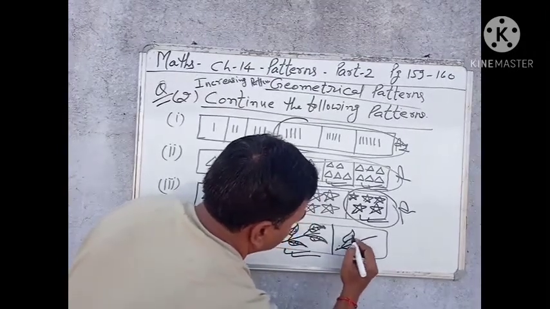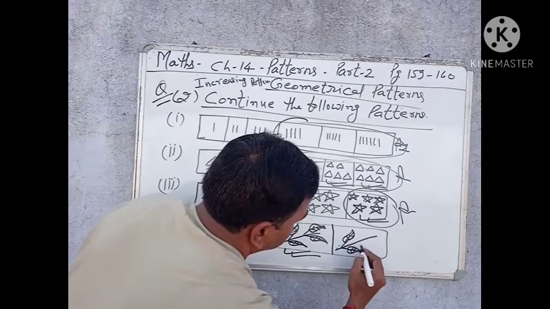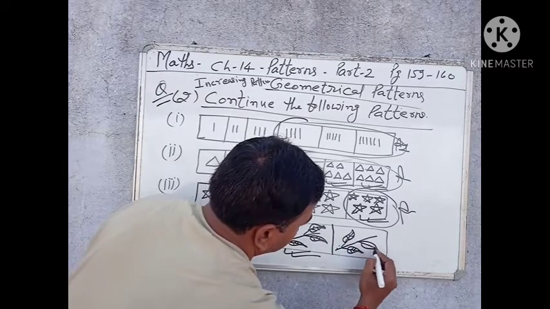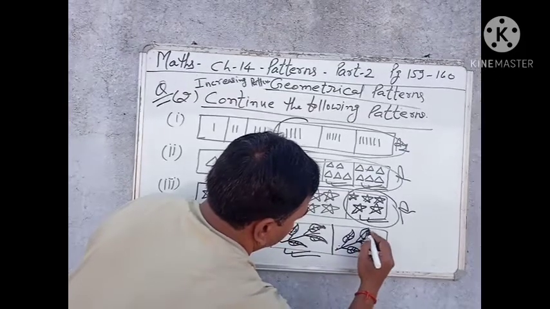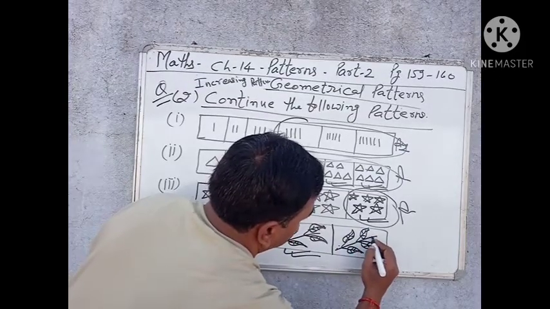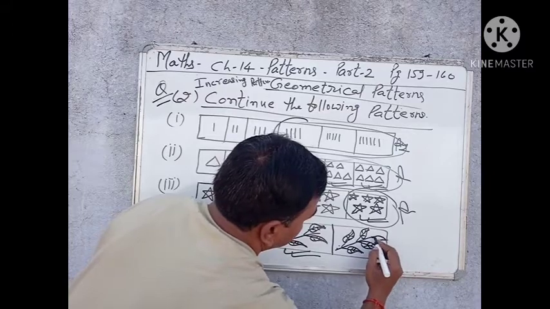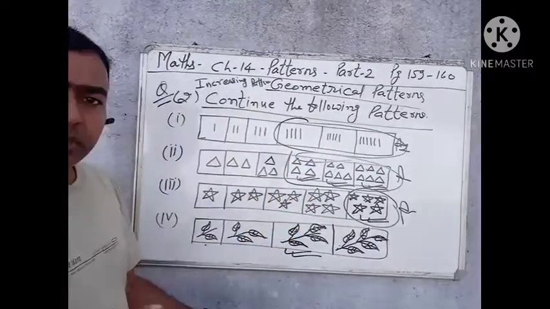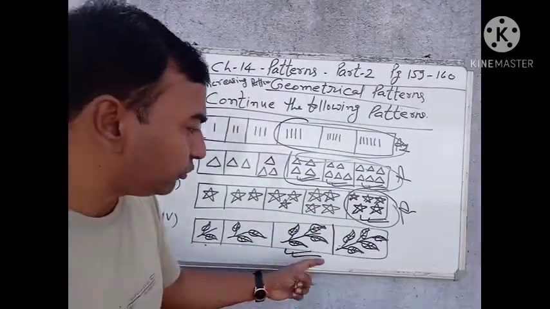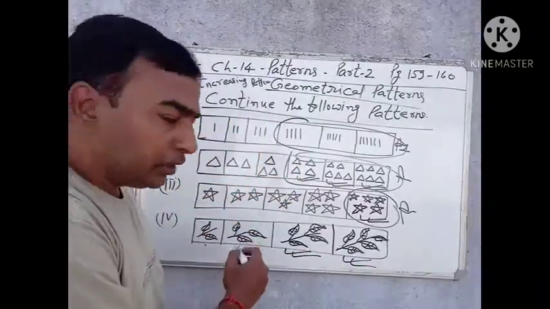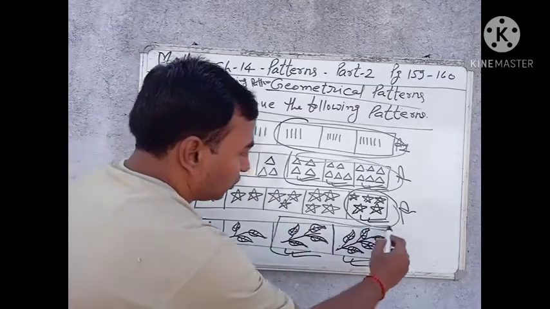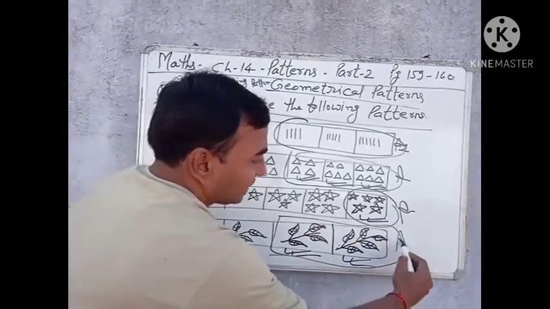1, 2, 3, 4, and the last one is what? 5. The number of leaves is 2, 3, 4, 5. This is our answer. So in question number 4, this is our answer.